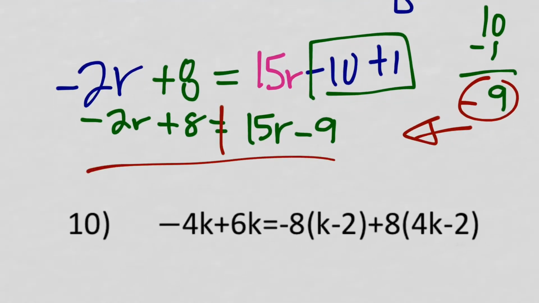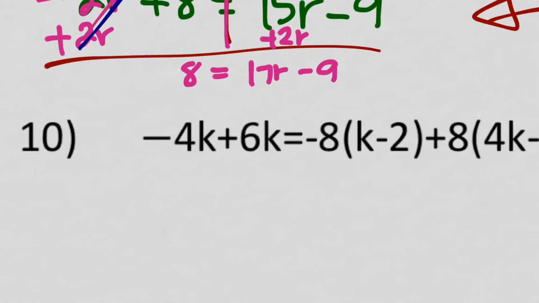I have to move the smaller r, which is the negative 2r, to the other side of the equal sign. So the opposite is to add by 2r. So when I add by 2r, I get 8 equals 17r minus 9. The negative 2r plus 2r cancel out.